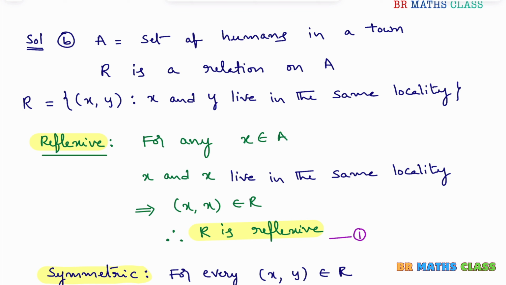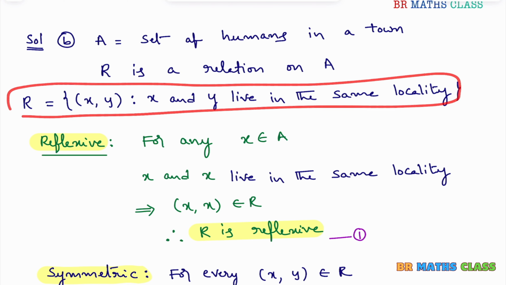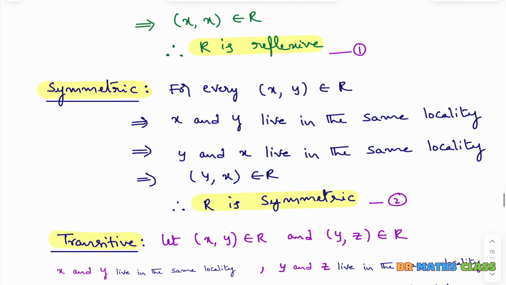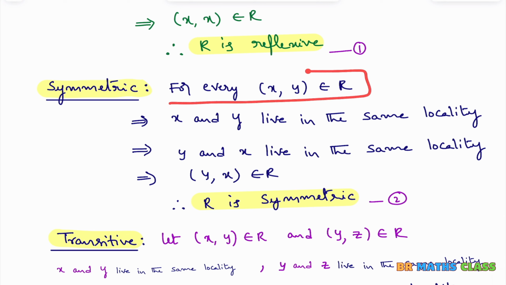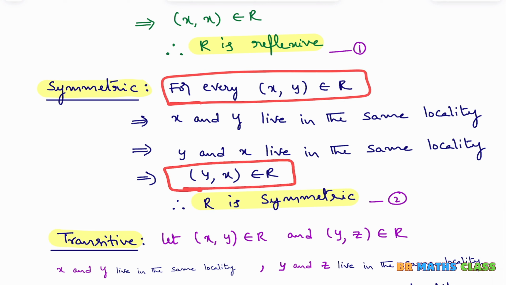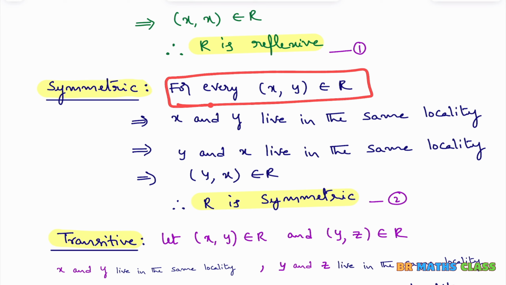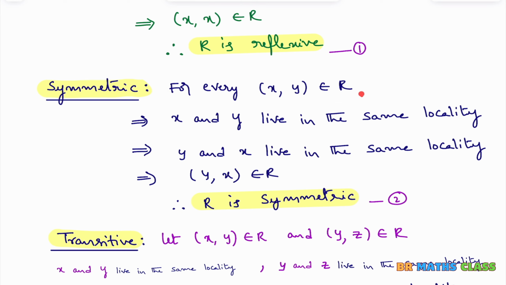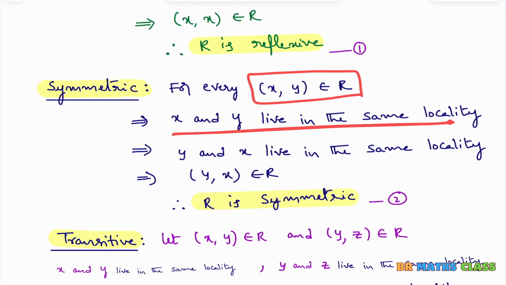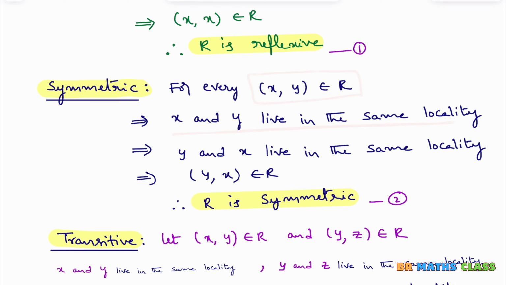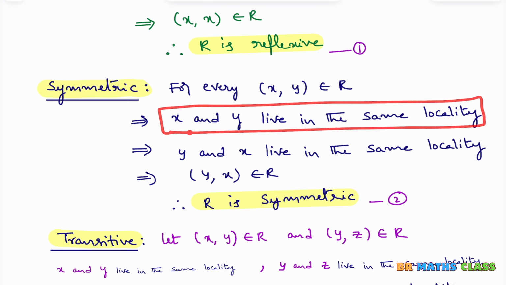Now I'll check whether this relation is symmetric or not. What is the symmetric condition? If you take an ordered pair x comma y in the relation, and y comma x also belongs to the relation, then we say that relation is symmetric. Suppose I take some ordered pair x comma y in the relation. When the ordered pair x comma y belongs to the relation, x and y live in the same locality, right? Use your common sense. You know this point, x and y live in the same locality.